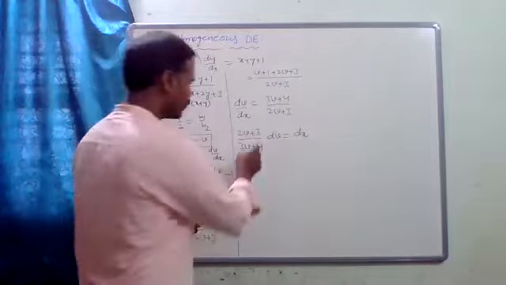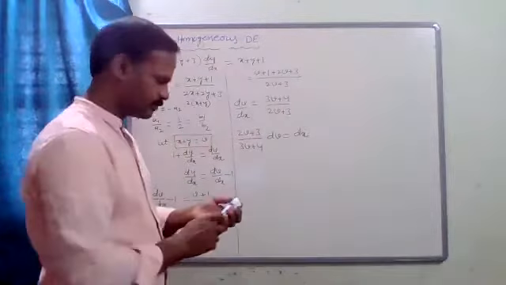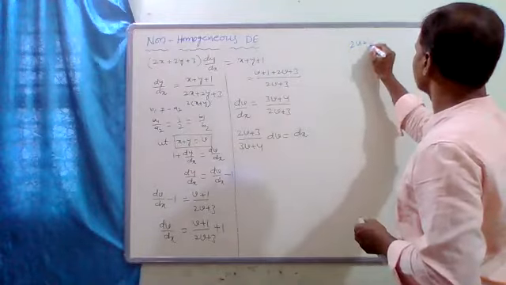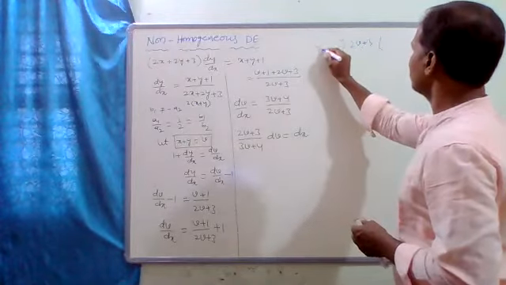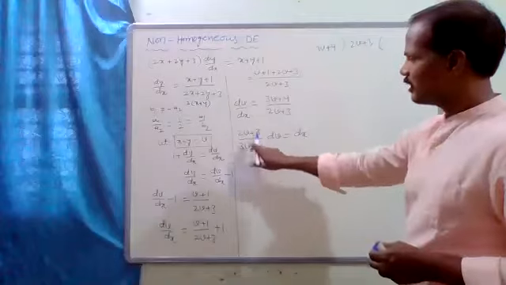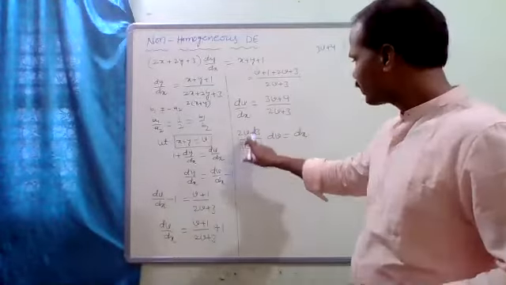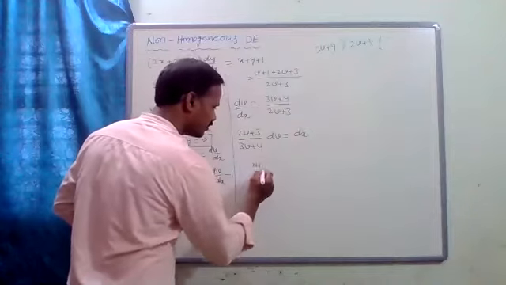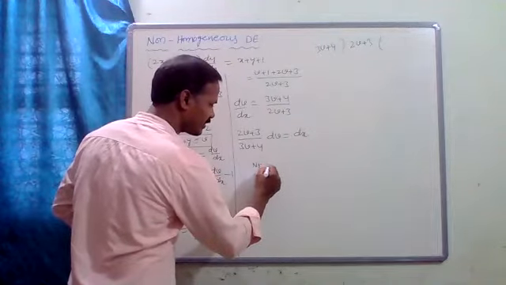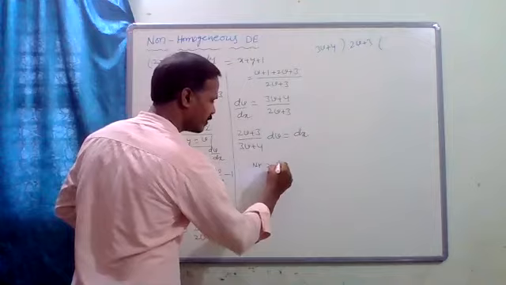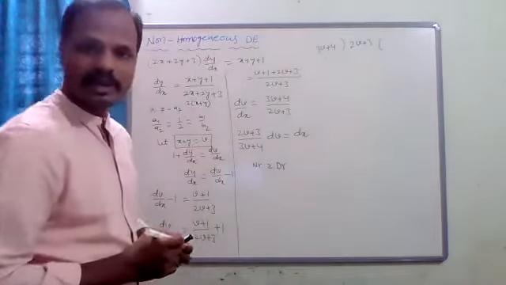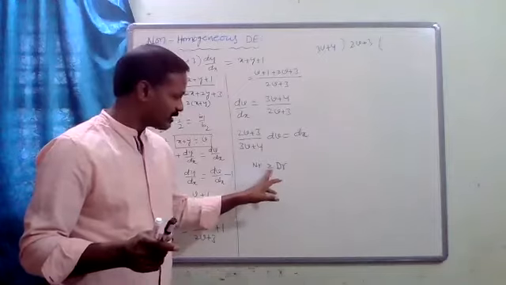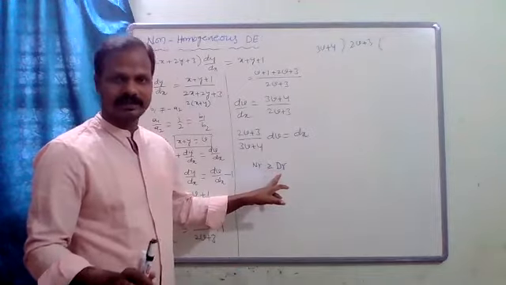Now make the division: 2v plus 3 with 3v plus 4. Because it is the same degree, remember, same degree. If the numerator degree is greater than or equal to the denominator degree, then you have to apply division first.